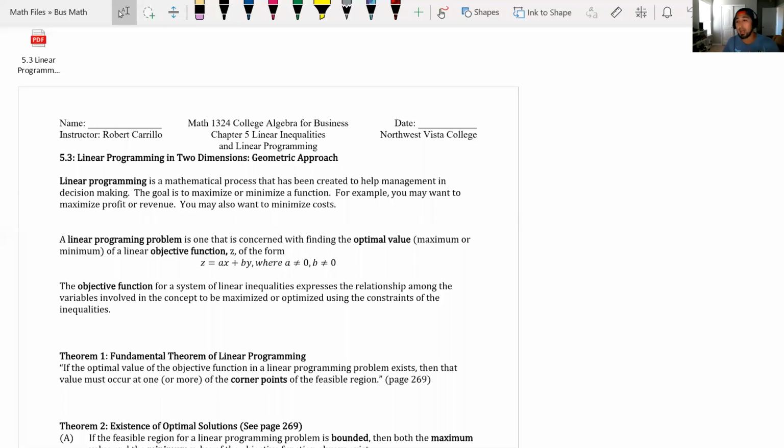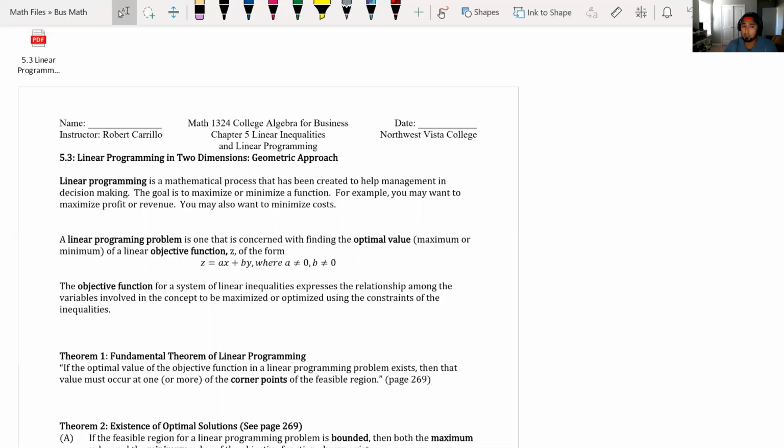And the only way we can do that is by using the corner points, the intersection points of our linear inequalities. Okay, and this is called linear programming. So we can read through all this. Linear programming is a mathematical process that has been created to help management in decision making. The goal is to maximize or minimize a function. For example, you may want to maximize profit or revenue, and you also may want to minimize cost.